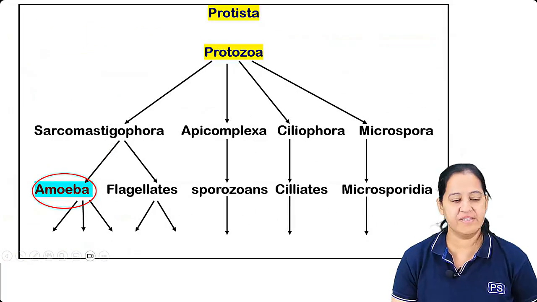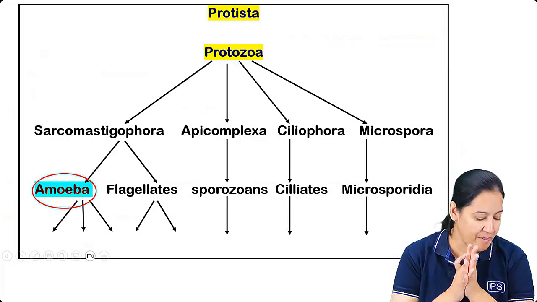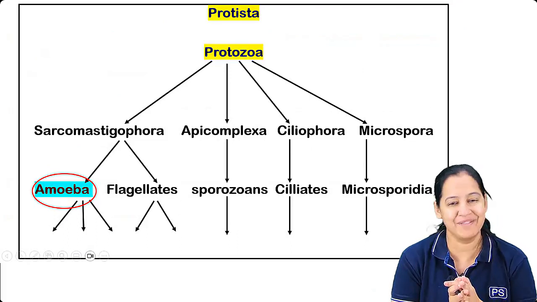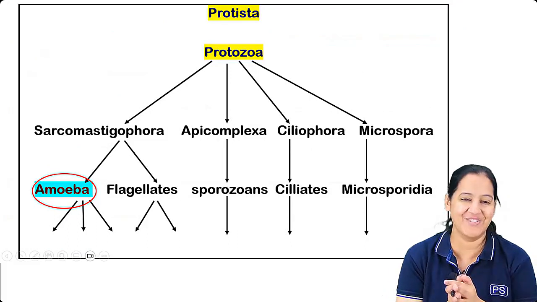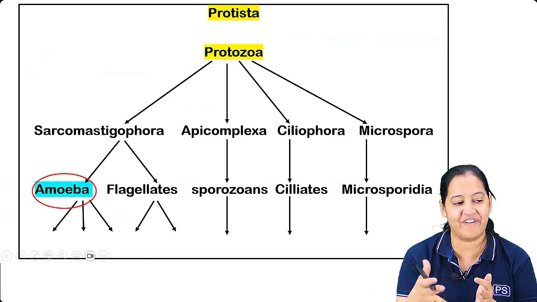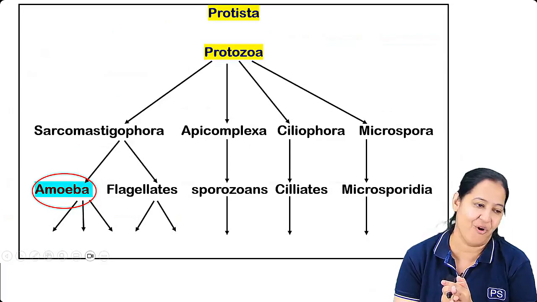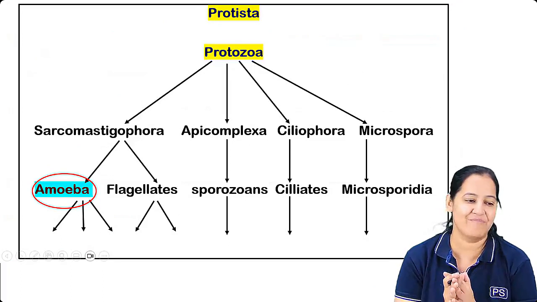Okay. So can we start the parasites now? Warm up ho gaya. This was just warm up. The race will start now. We have just seen the classification. We have just made friends with all of them. Now we will see their detailed history. We know the names of all of them. One by one we will start.